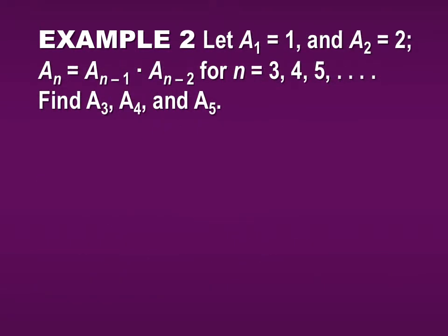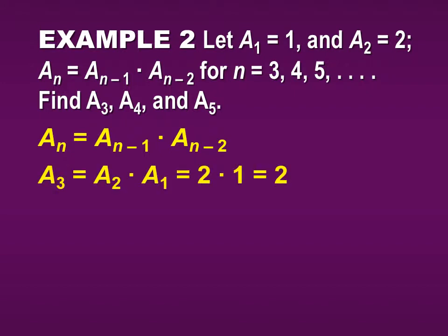Example 2, let a sub 1 equal 1 and a sub 2 equal 2. Our general term, a sub n, our recursive formula, is a sub n minus 1 times a sub n minus 2. And we want to find n equals 3, 4, 5, dot, dot, dot, and keep going, right? So we want to find a sub 3, a sub 4, a sub 5. So we'll plug them into our recursive formula, right? So here's our recursive formula.